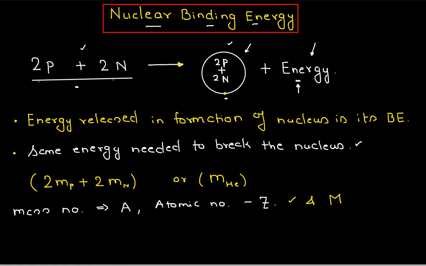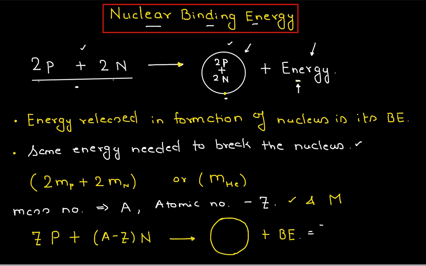The reaction is what? How many protons are required? Z protons, Z into P, plus how many neutrons? A minus Z neutrons. They should react to create a nucleus plus whatever binding energy is released. So how much binding energy will be released? The binding energy released will be equal to Z into the mass of proton plus (A minus Z) into the mass of neutron, minus the mass of the atom, all that into C square.